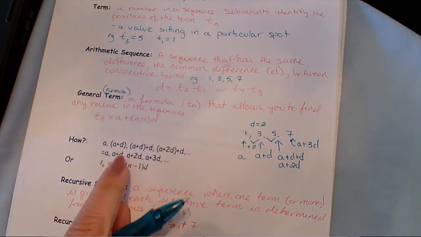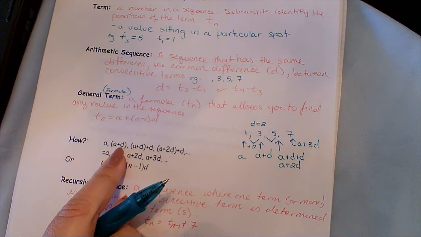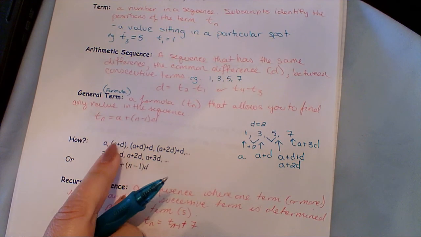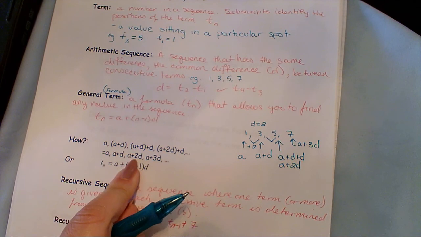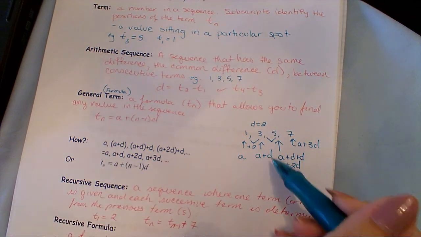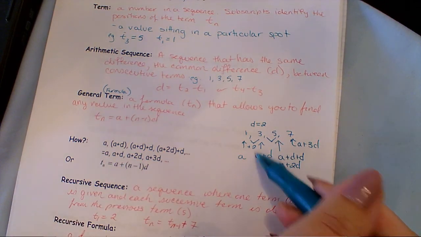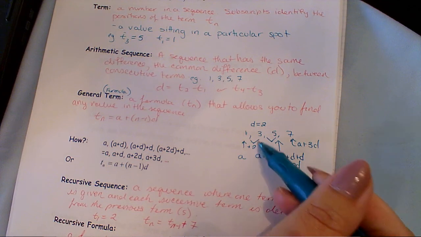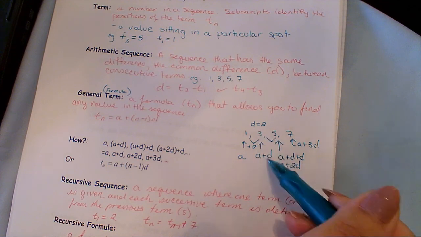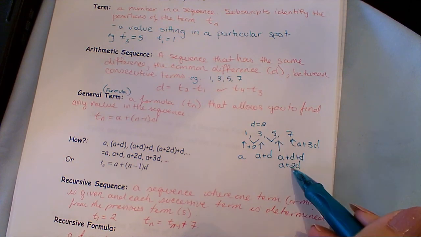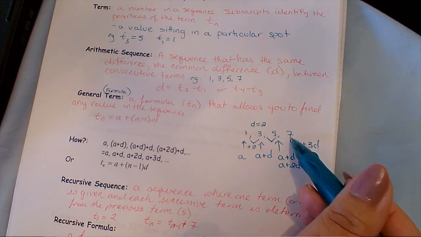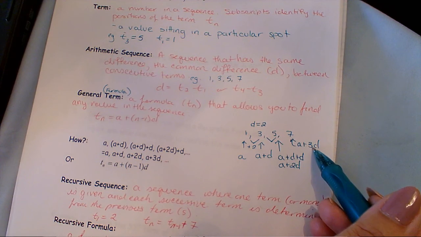Okay, so that's what this is showing you here. To get to the second spot, it's the first number plus a difference. To get to the third spot, it's the first number plus 2 differences. Now you'll notice that in position 2 there's only 1 D here. Position 3 has 2 Ds added in. Position 4 has 3 Ds added in.